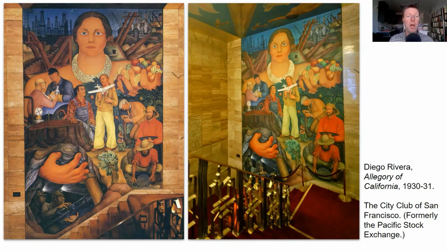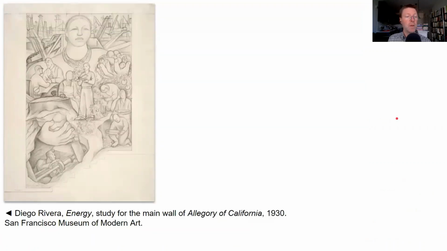Rivera was recommended for this commission by the California-based sculptor Ralph Stackpole. Stackpole and Rivera met in Paris when Stackpole was a student in the studio of a sculptor named Antonin Mercié, who we'll see again in a little bit. But back to Rivera, this is the major section of his mural for the Pacific Stock Exchange. It's called Allegory of California. Rivera's first design for the mural is shown here on the left-hand side of your screen.